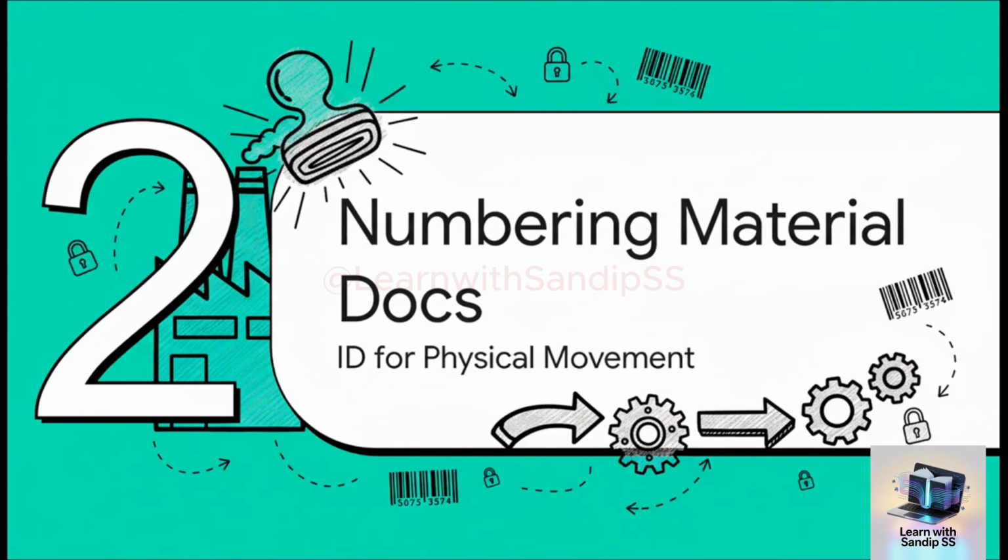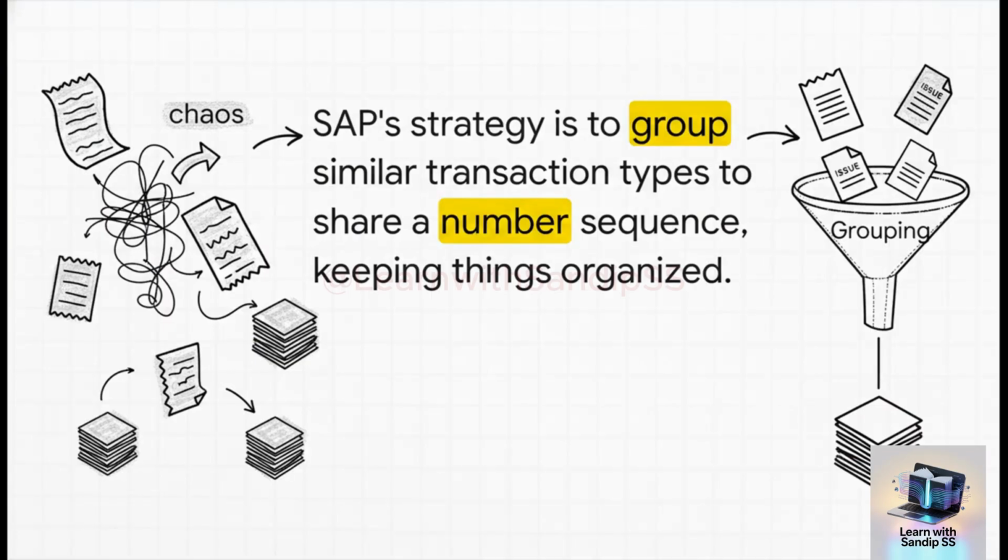So the system has now stamped the transaction, it knows what happened, but how does it create a unique ID, that one-of-a-kind reference number? Well, that brings us to the material document number, the permanent record of that physical movement. Now, SAP could have let you create a different number sequence for every single transaction type, but can you imagine the chaos? That would be an absolute nightmare to manage.